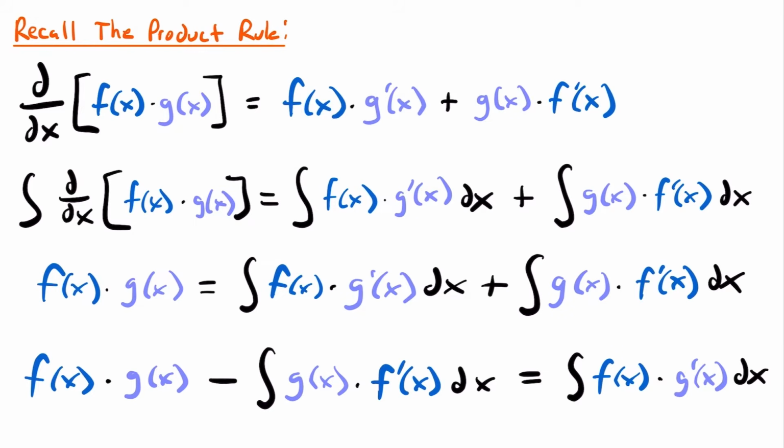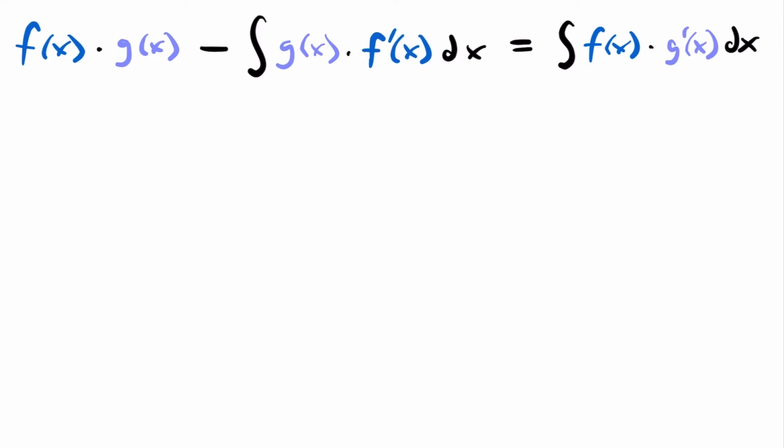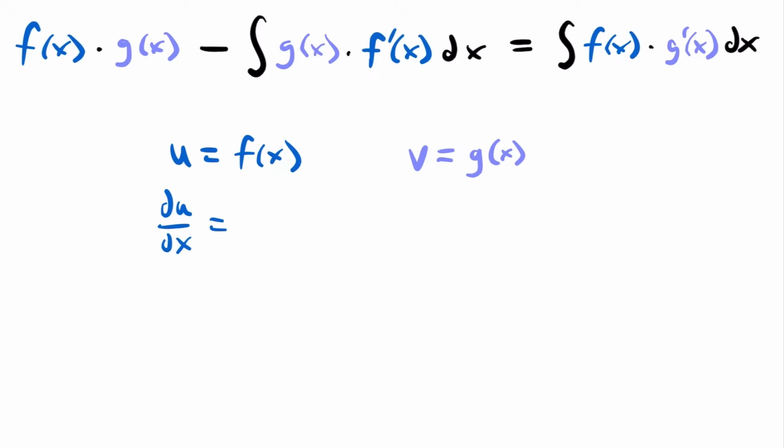And so if I clean up my work here, what we're going to do is let u be equal to f of x, and then we're going to let v be equal to g of x. And so what that means is that du dx, or the derivative of u with respect to x, will be equal to f prime of x. And so if you multiply both sides by dx, du will be equal to f prime of x times dx.